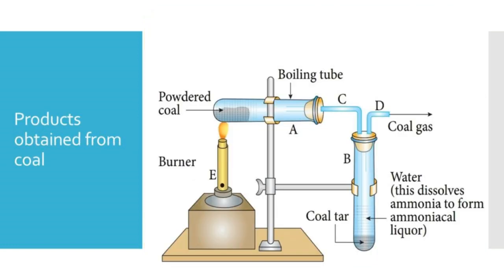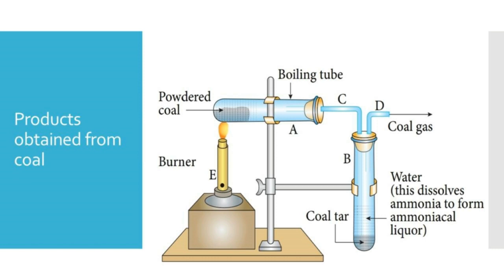Products obtained from coal. Coal, when heated in the absence of air, does not burn but produces many byproducts. This process of heating coal in the absence of air is called destructive distillation of coal. The destructive distillation of coal can be carried out in the laboratories, and the apparatus is shown in the picture. Observe the picture. Finely powdered coal is taken in a test tube and heated.